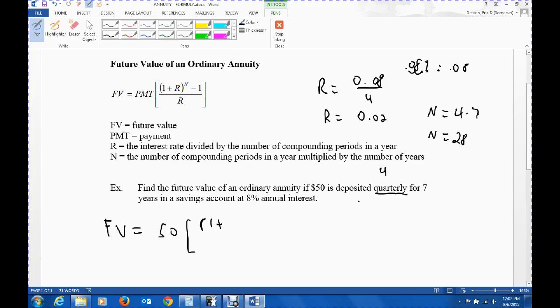Now you can do this all at once also with some scientific calculators and with the graphing calculator, but it may be better to just go ahead and do it step by step like I'm doing. So everywhere I have an R, I put a 0.02, and the N is 28. And then don't forget the minus 1, which a lot of people do, divided by 0.02.